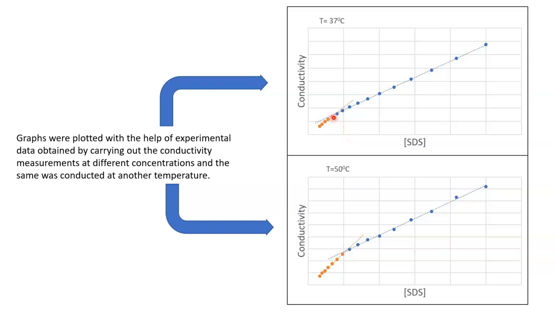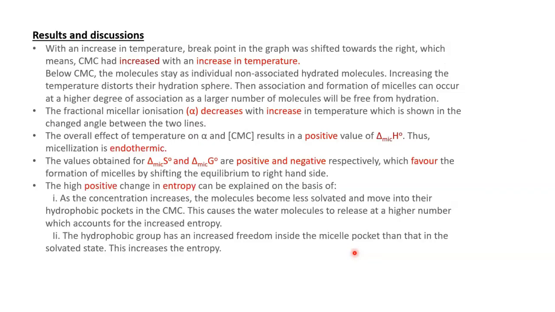Also, we can see that the relative deviation of the second line with respect to the first line is lower in the first graph, that is at a lower temperature, and this deviation is higher in the second graph. So we can see that the angle between these two lines, the orange line and the blue line, is more here and comparatively less here. So this will give us some results. The results are as follows.